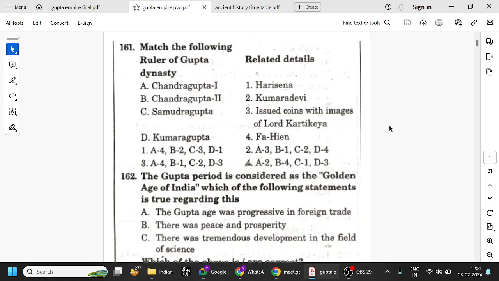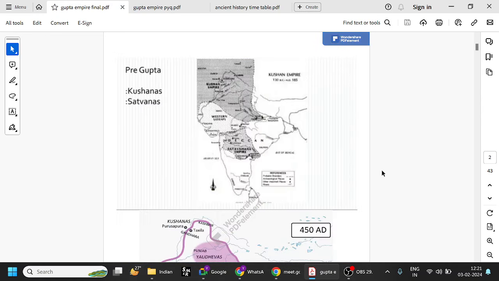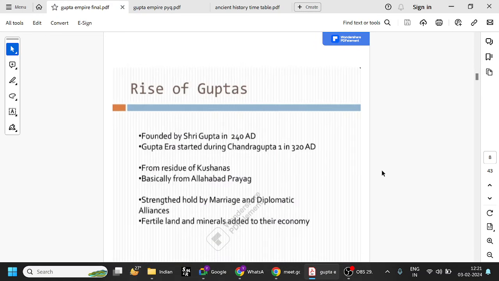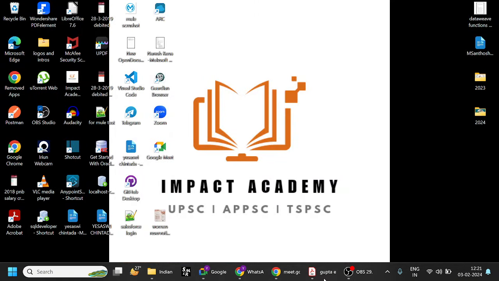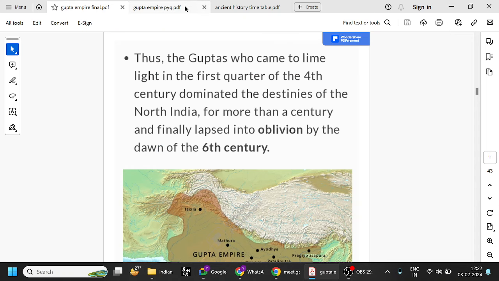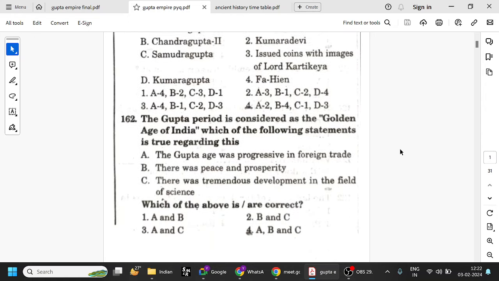He gave the Allahabad pillar inscription, basically a prashasti type of inscription. Anyway. Fa-Hien visited during the period of Chandragupta 2, and he wrote the book Fo-kuo-ki. The spelling might vary, but basically Fo-kuo-ki.